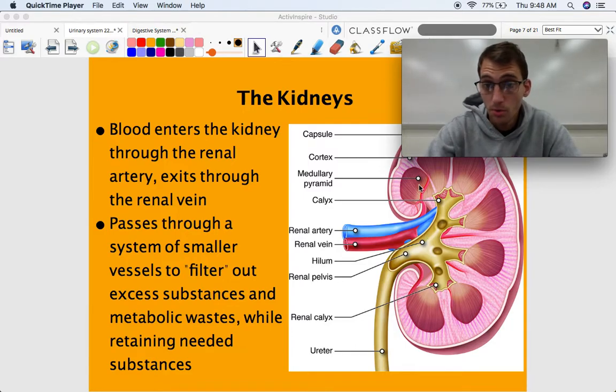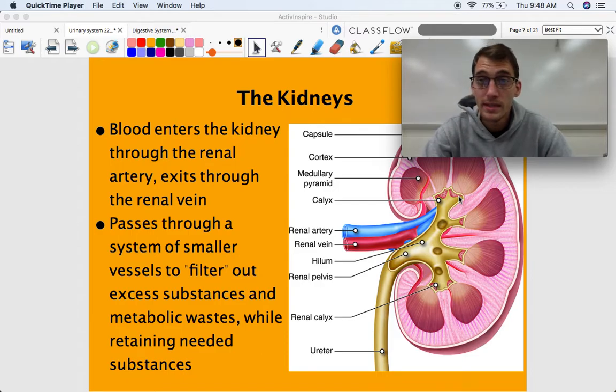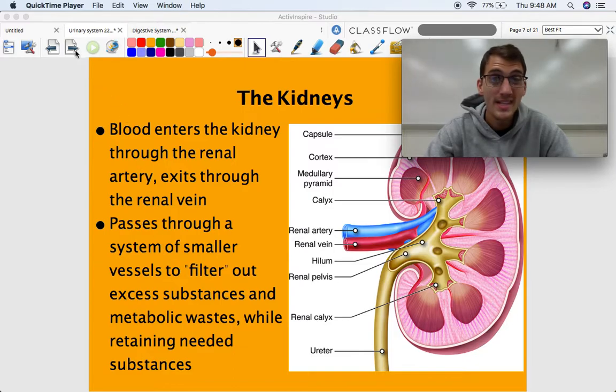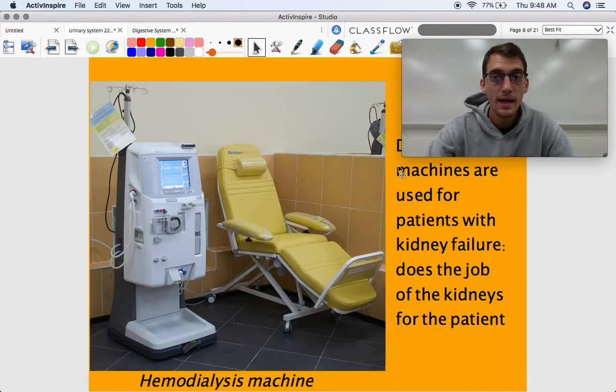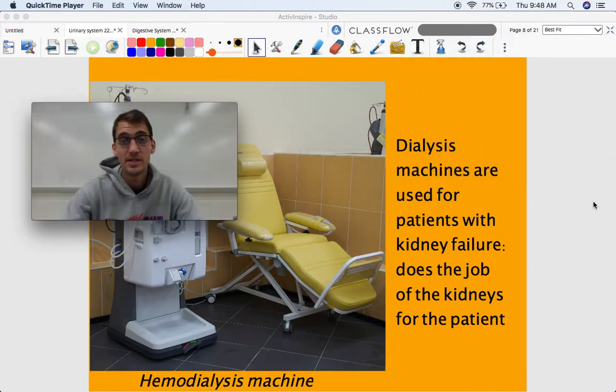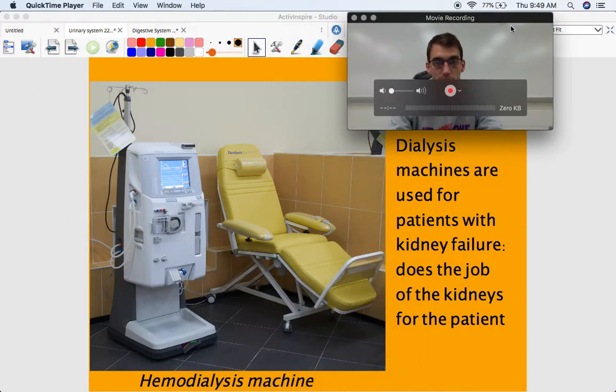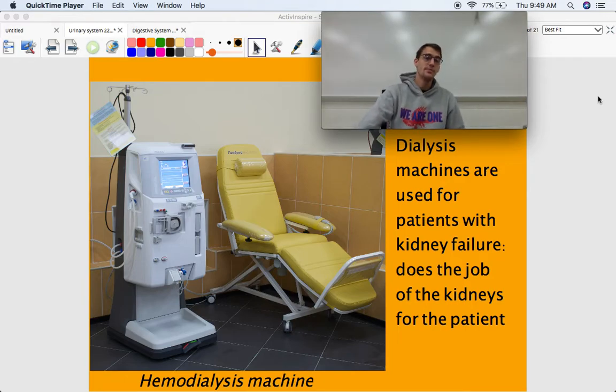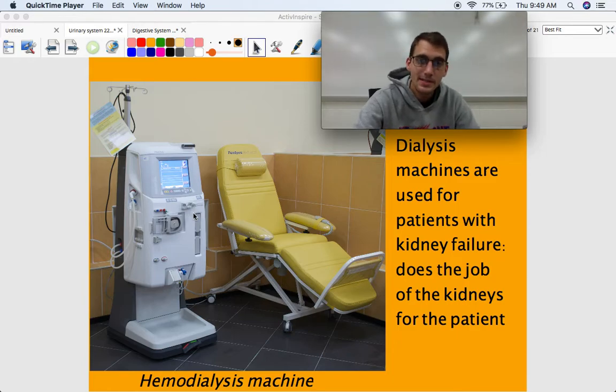The whole job of the kidneys is to take your blood and sort through what needs to be kept and throw away what doesn't need to be kept. So it filters out excess substances and metabolic waste, and that's what ends up in your pee. As I was just saying, dialysis machines are used for patients with kidney failure, and it does the job of the kidneys for the patient. So anybody with severe kidney failure has to go to a dialysis clinic in order for their blood to be cleaned, in other words. This is a hemodialysis machine, and hemo means blood.